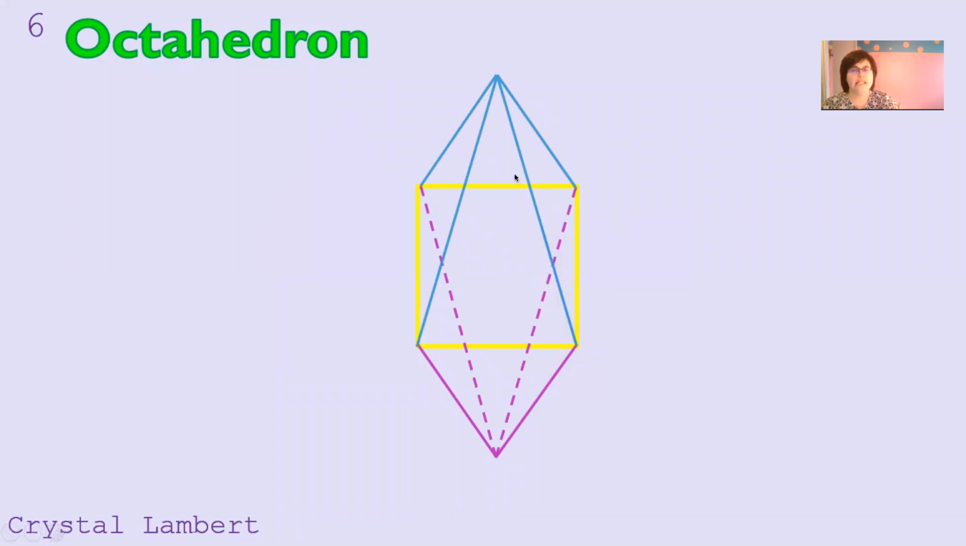From here, we can see that we have 1, 2, 3, 4, 5, 6, 7, 8 faces. And then we have here 9, 10, 11, 12 edges. So there are 12 edges to an octahedron. Then we have 1, 2, 3, 4, 5, 6 vertices, or points, in our octahedron.